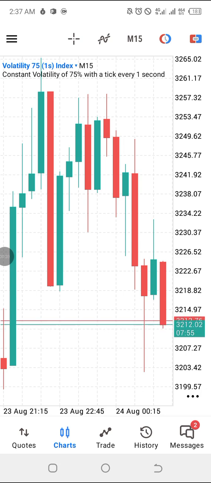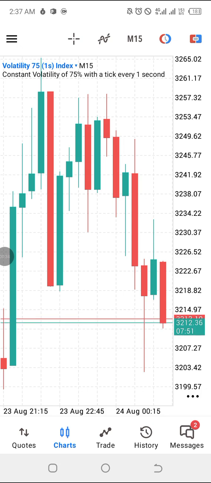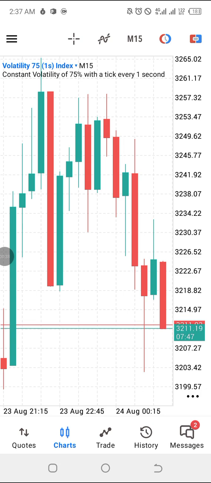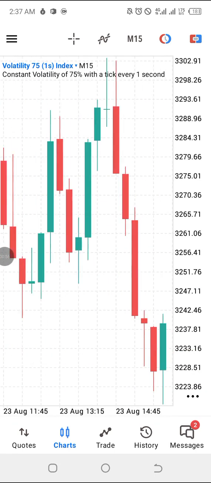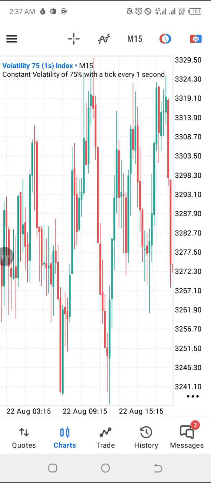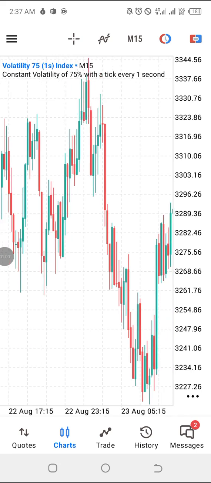What is market structure? Market structure is the overall pattern or framework that tells us if the market is trending up or trending down or trending sideways or even consolidating. Right, so let's get to the chart. We're already in the chart though. All right, so let me look for the one that's trending down.